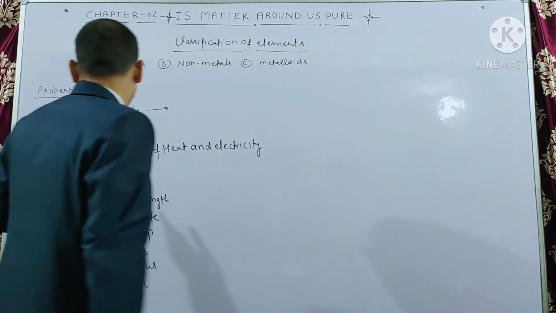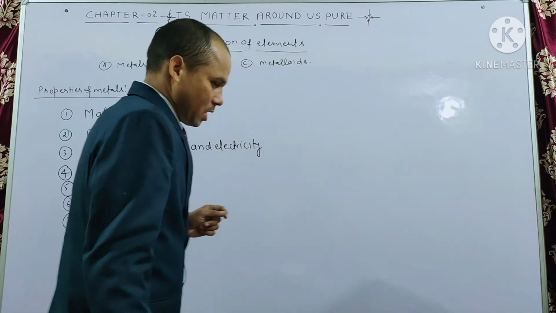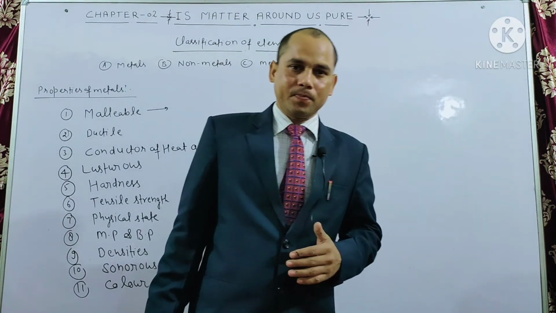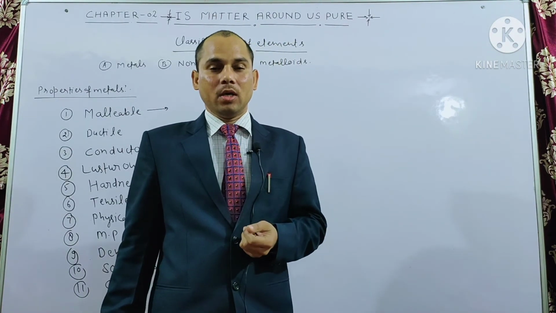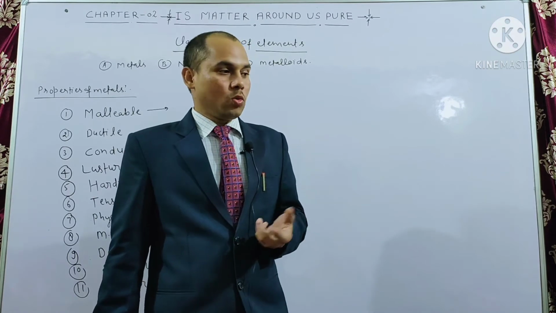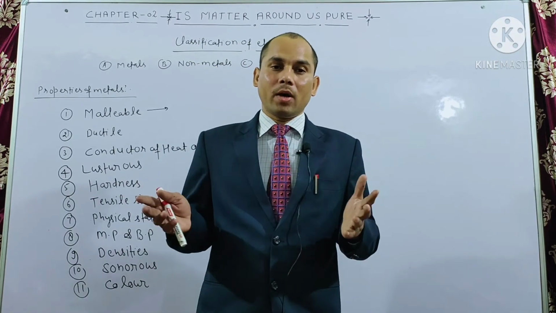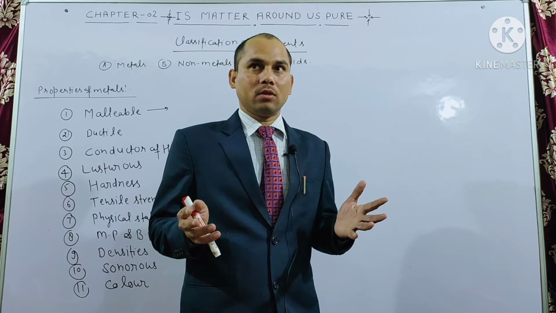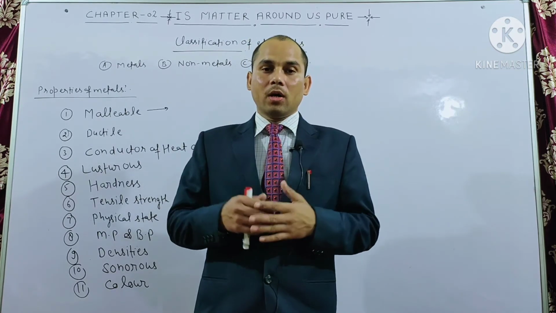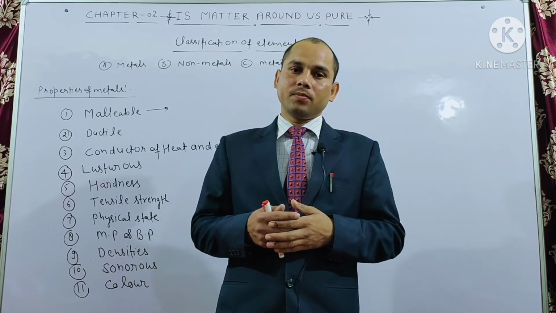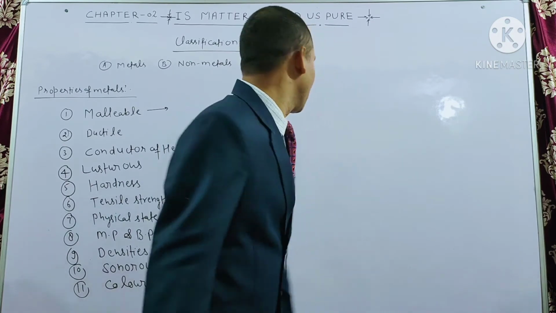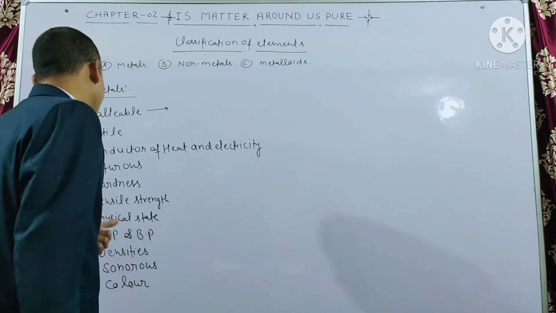Next, lustrous. Lustrous means the property of shining. They have the shining property, so it is known as lustrous. Most of the metals have the shining property, as you have already seen with copper, gold, and silver. They have the shining property. And next one is hardness.